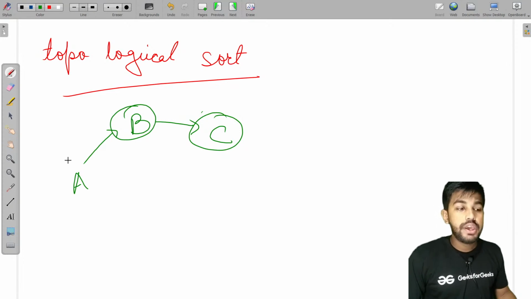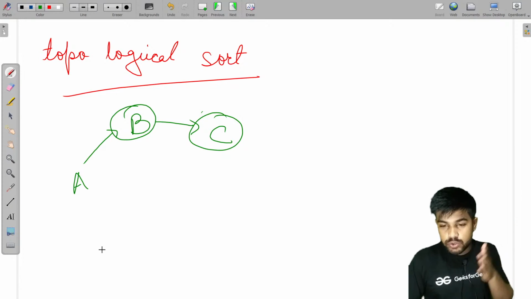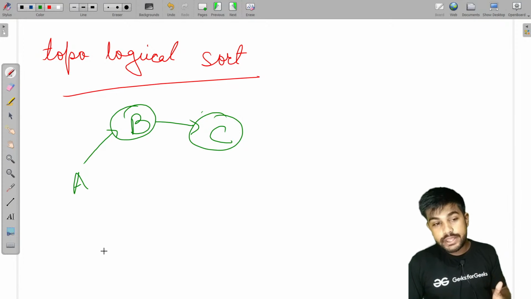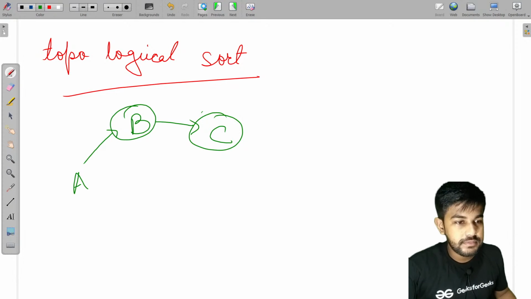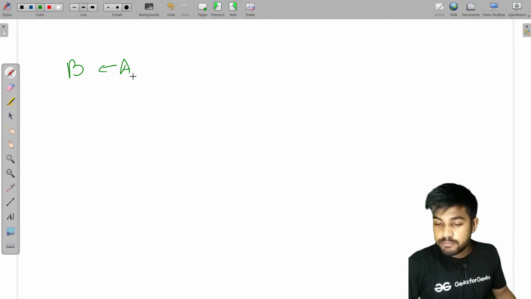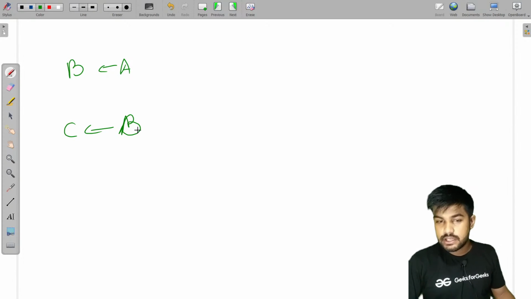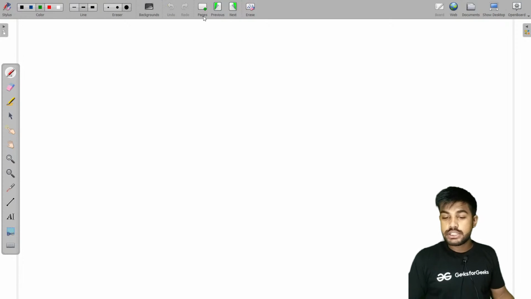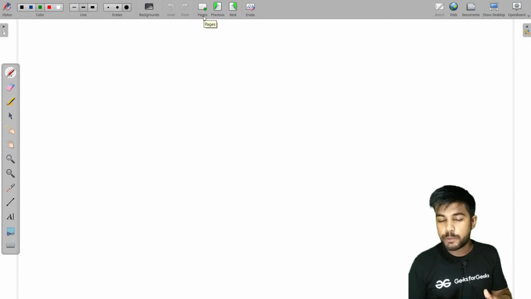So now we need to find a way where we can complete all the courses with proper dependencies, like completing B before A, completing C before B. Now, how is topological sort performed in the easiest way?